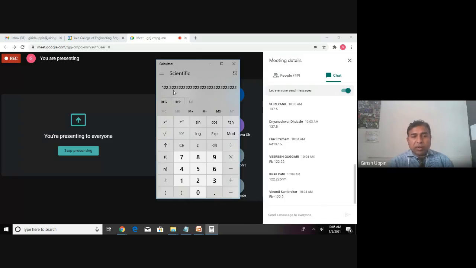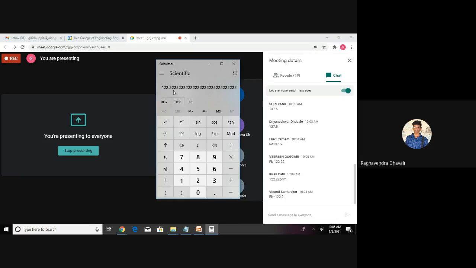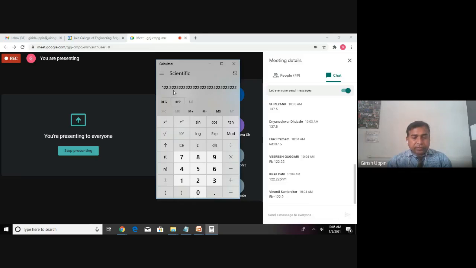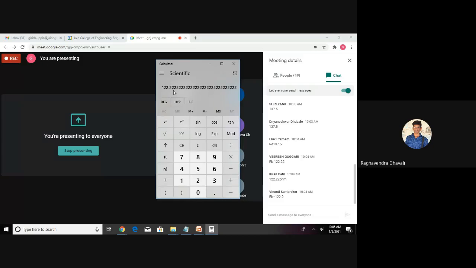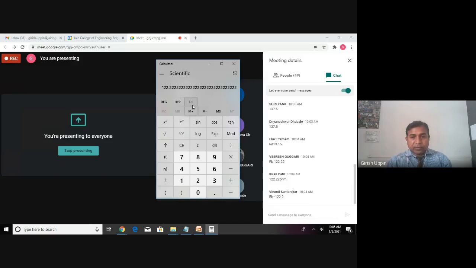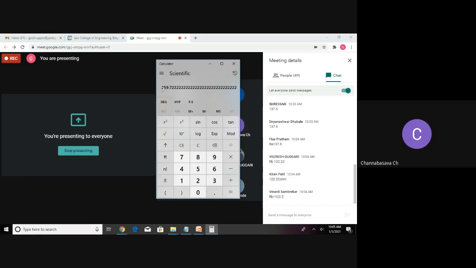Then what is the next step? Total resistance. Yes, correct. So 122.22 plus 137.5, we get the effective resistance as 259.72.